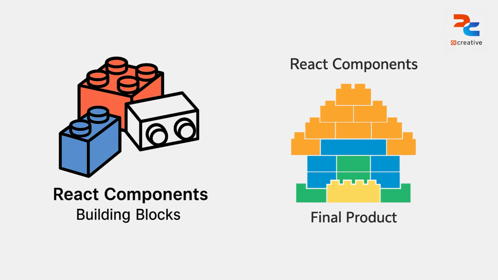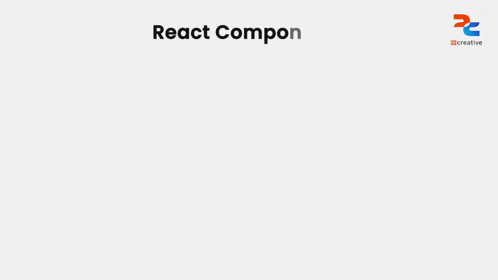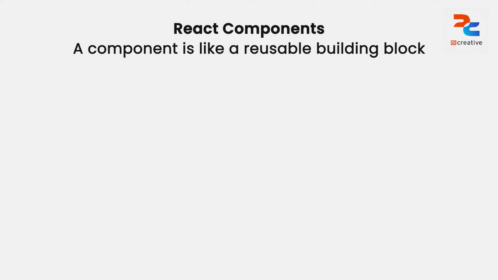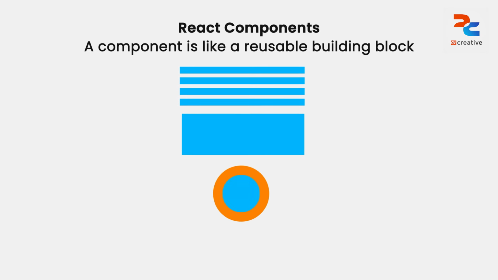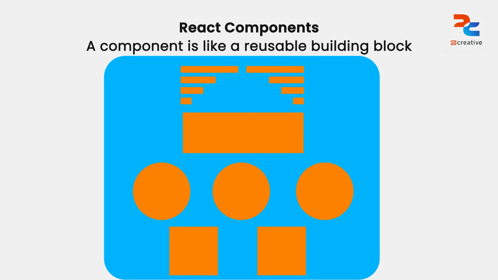A component in React is a reusable block of your interface. Think of it like Lego pieces. You build small parts like a header or a button and then combine them to build entire pages. It helps keep your code organized, reusable, and easy to manage.